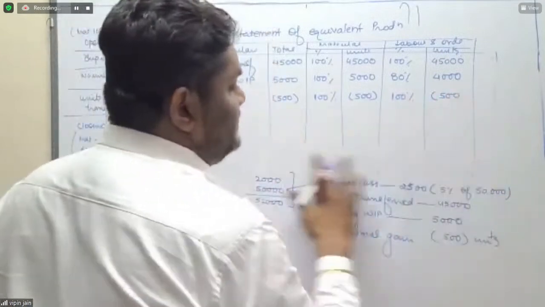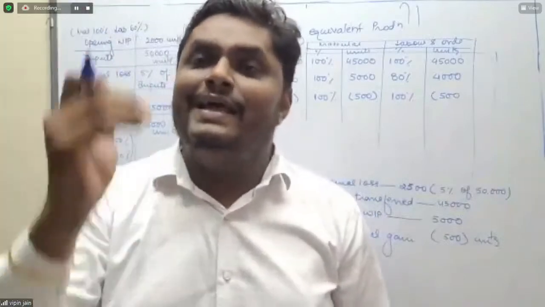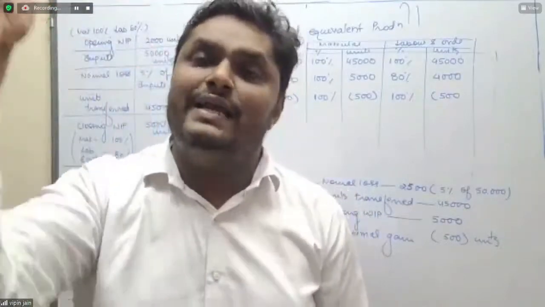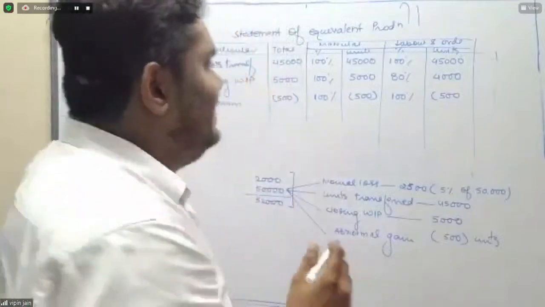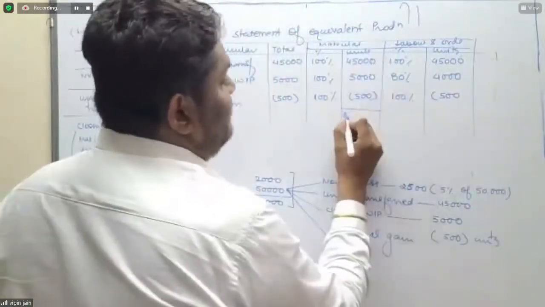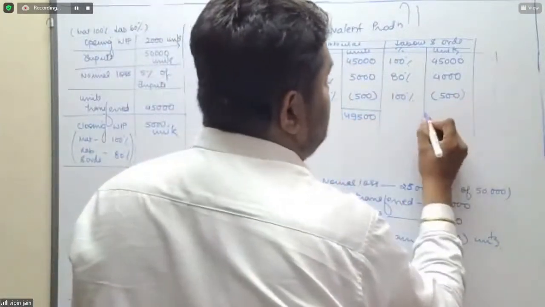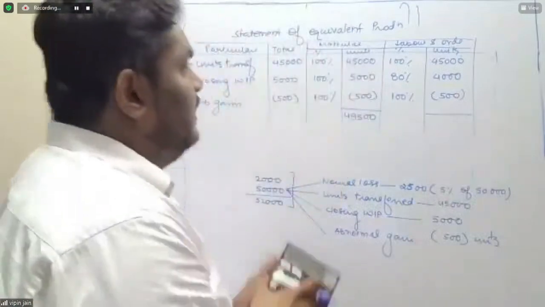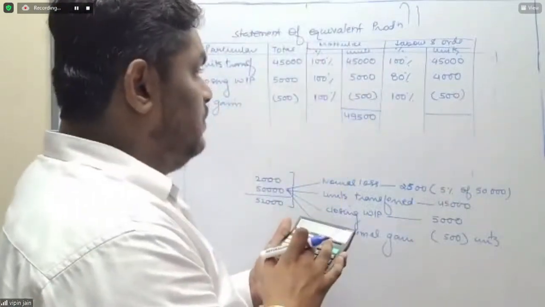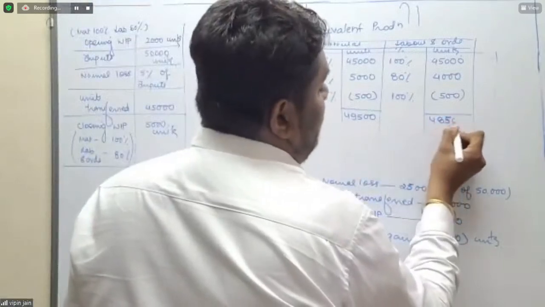Now since abnormal loss is added, abnormal gain will be deducted in the statement of equivalent number of units. So the final answer will be 49,500 for material, and this will be 48,500 for labor and overheads.